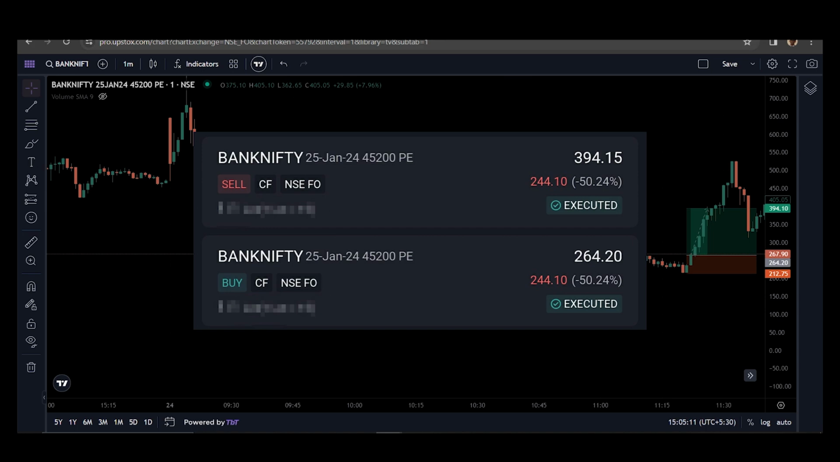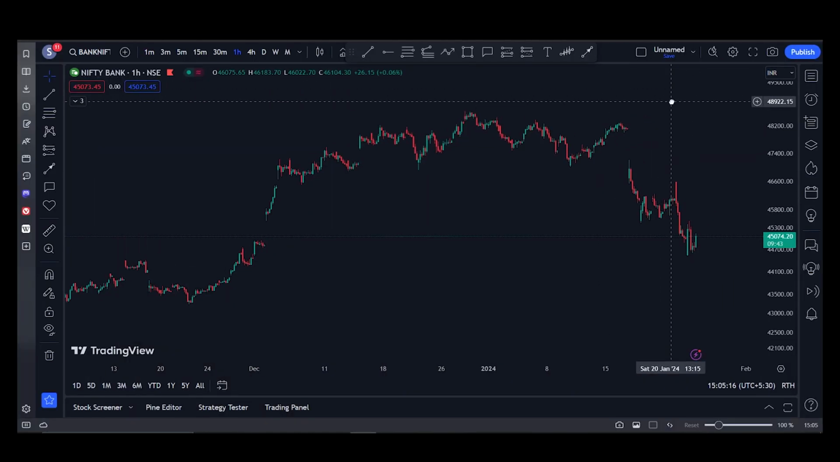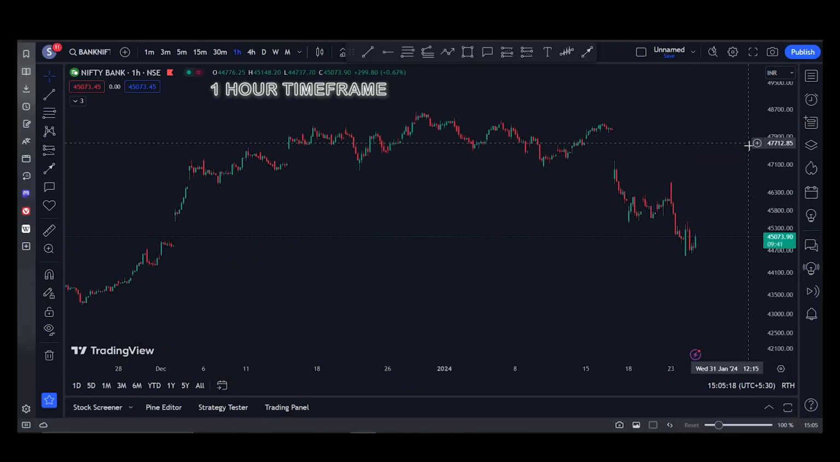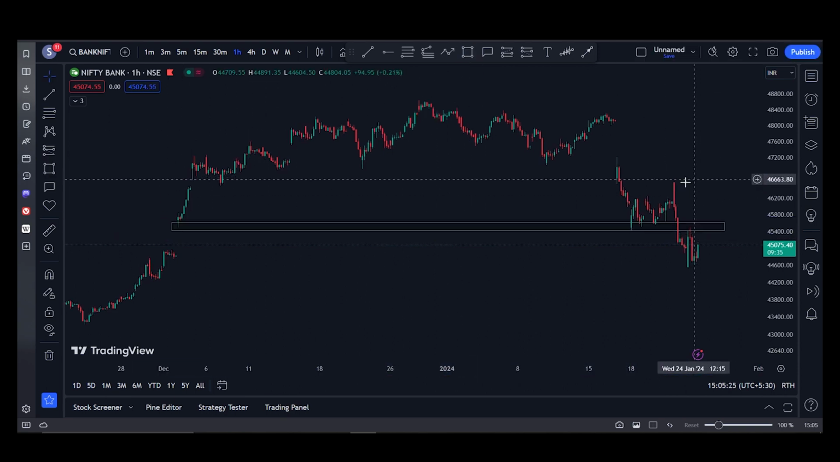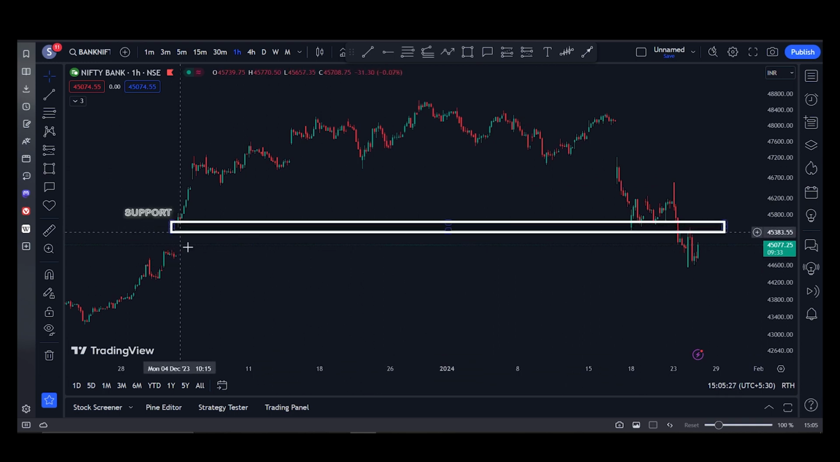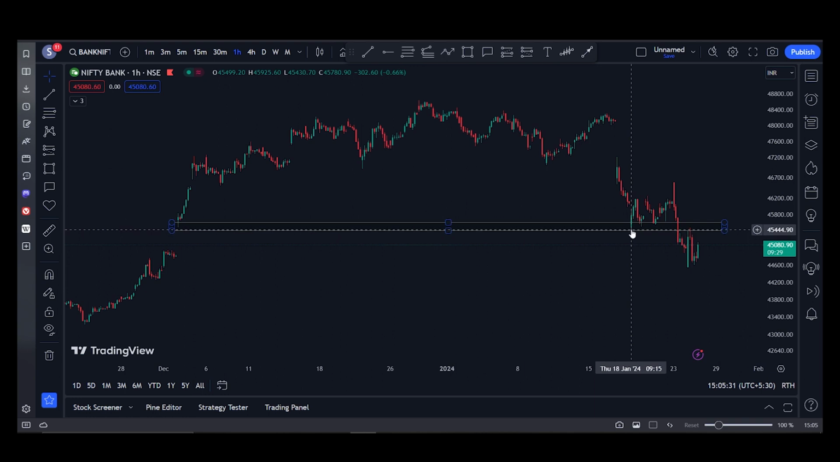Now without further ado, let's jump into the spot chart for the analysis. This is the 1 hour time frame. Here you can see that I'm going to mark a particular zone. This zone is called the support turned resistance zone. This was the origination of the support, followed by multiple touches. To be precise, 3 touches: this is the first touch, second touch and third touch.